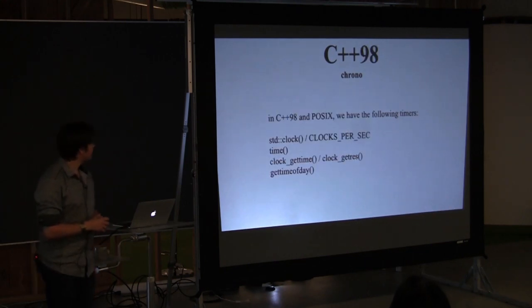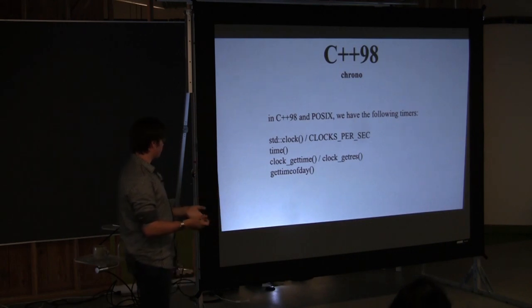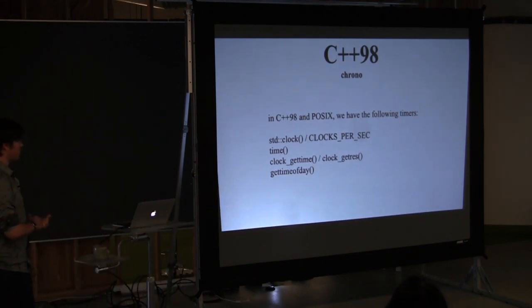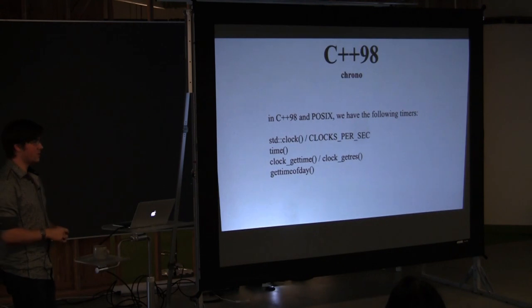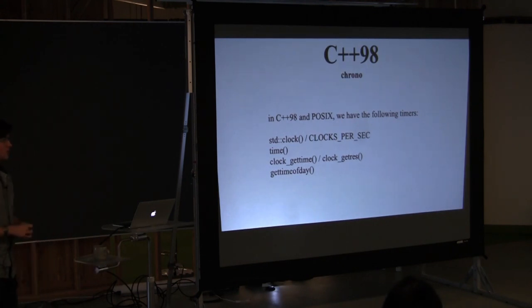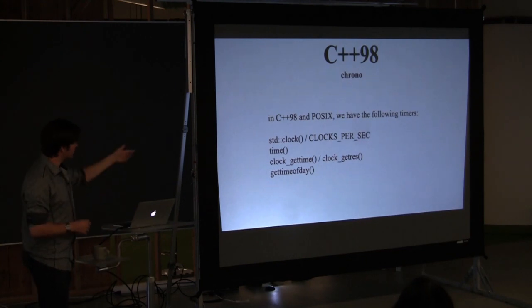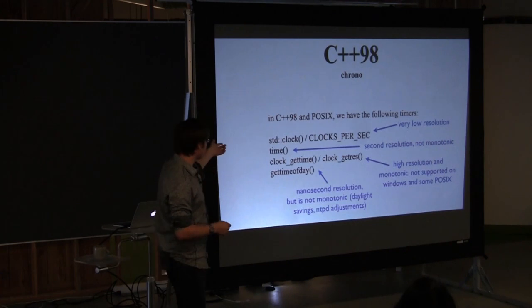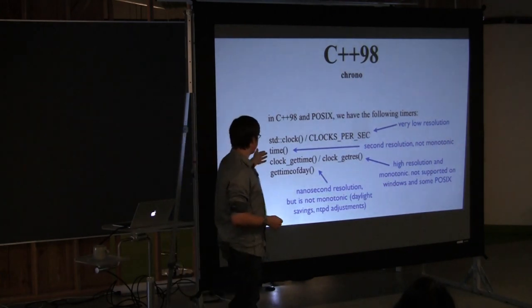In C++98 and POSIX, we still have the clock function and a constant called CLOCKS_PER_SEC, which is a terrible function because it's very, very low resolution. I can't recall off the top of my head, but I think CLOCKS_PER_SEC is typically less than 100. I don't know if I'm wrong there, but I think I've seen it be less than 100 at least. You have the time function, which is second resolution. Actually, you have clock_gettime and gettimeofday, and I have a little annotation here. You have very low resolution on the standard clock. You have second resolution on time.